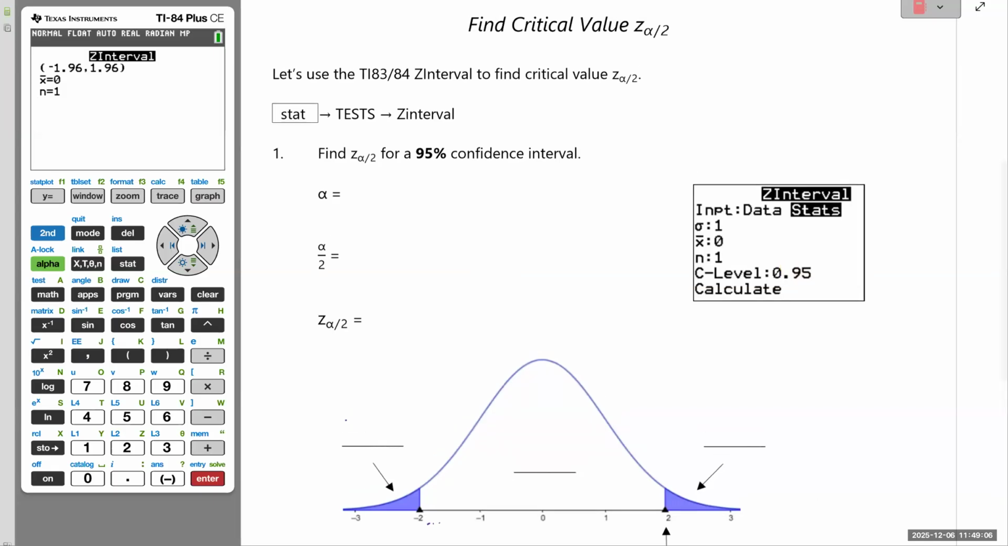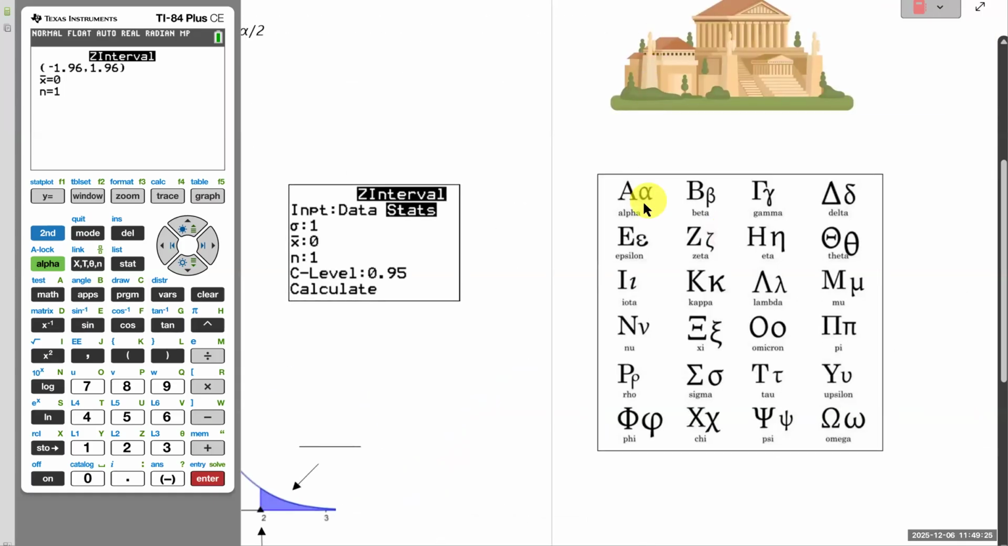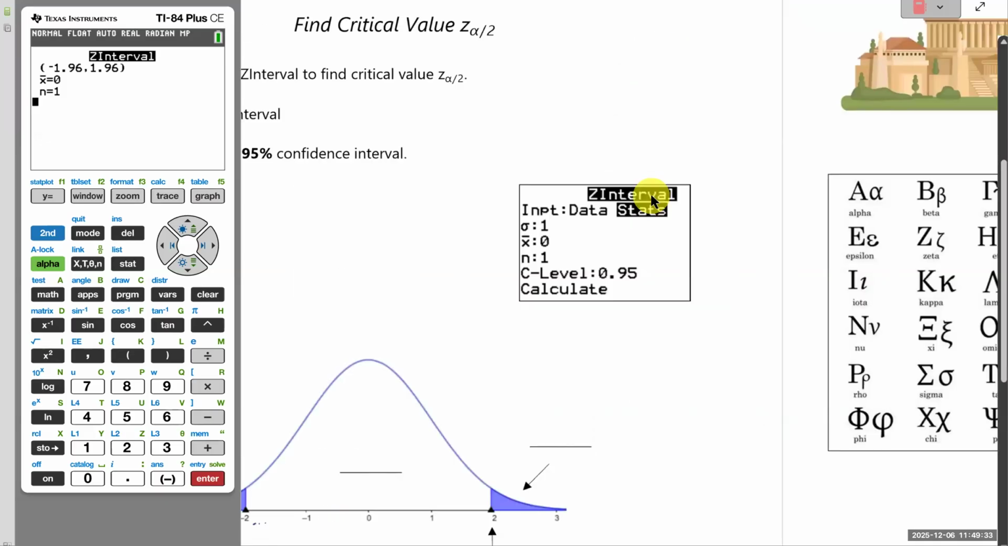Welcome. In this video, we're going to learn how to find a critical value Z alpha over 2 using our calculator's ZInterval. All right, so the Z-score with a subscript alpha over 2, we're going to learn what that's all about. But first, just a note on the Greek alphabet here. Alpha, we'll be looking at lowercase Greek alpha, the first letter of the Greek alphabet. All right, so let's see what this is all about.